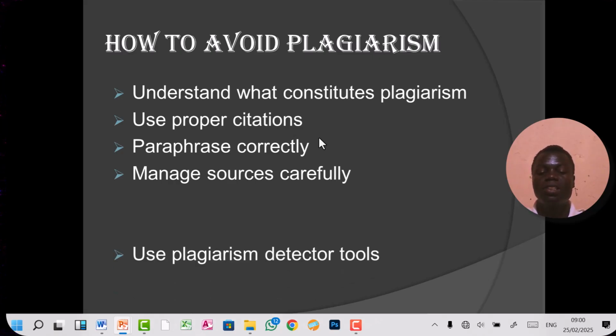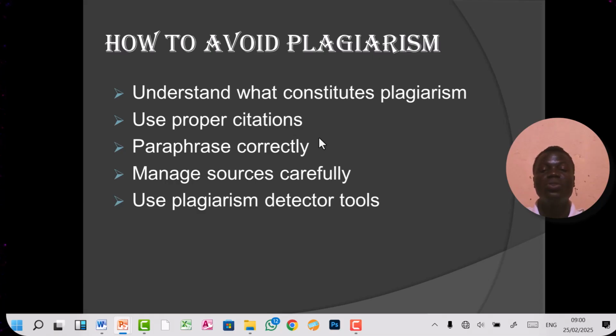Therefore, you can use plagiarism detector tools for you not to be a victim of plagiarism. Basically, you can use software like Turnitin, Grammarly, or other plagiarism checkers. Those ensure that your work is free of unintentional plagiarism. Because you may sometimes do your coursework, do your research work, but you might be plagiarizing and you don't know. Therefore, those software help you to avoid unintentional plagiarism.